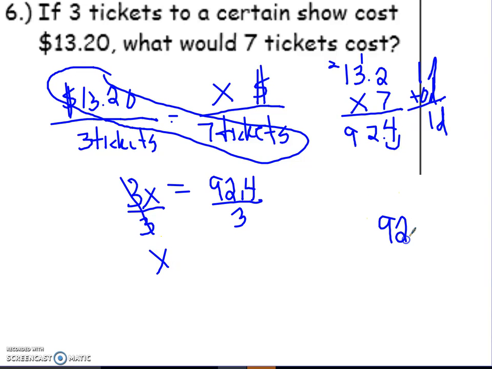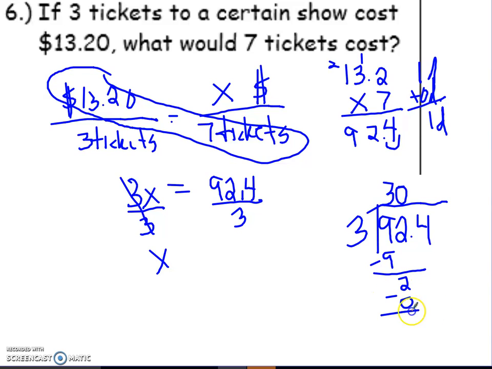So 92.40 divided by 3 goes in there 3 times. 0 times. And then it's going to go in there 8 times. So we're looking at $30.80.